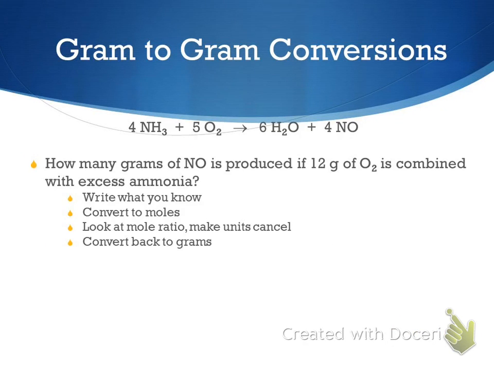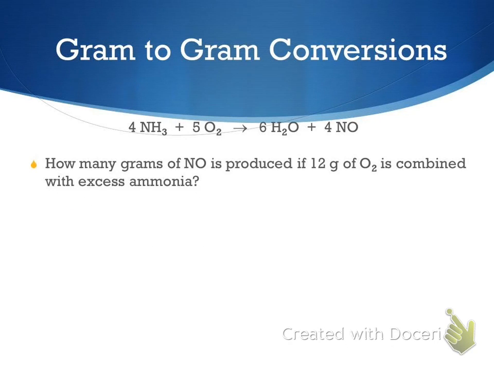Okay, how many grams of NO are produced if 12 grams of oxygen is combined with excess ammonia? I'm going to get rid of this because we'll just start with what we know. Okay, so again, in your balanced equation, we're looking for the number of grams, and we start with 12 grams of oxygen, right?